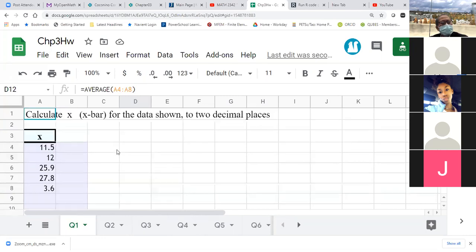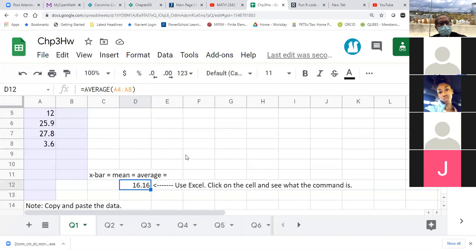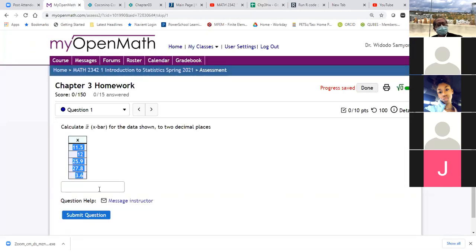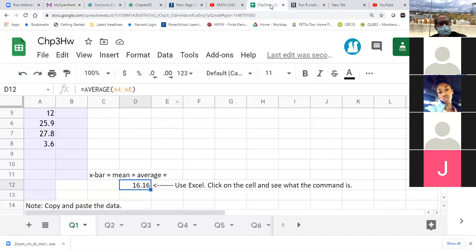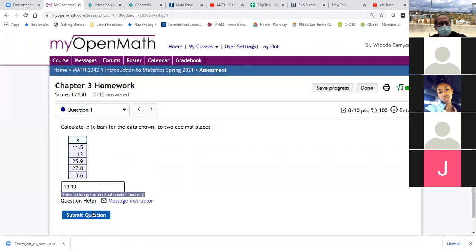Yes, from A4 to A8, right? So it gives you 16.16. So your answer here, how many decimals do you need to put here? 2 decimals. So the answer is 16.16, right? Okay, let me check it. It gives you the correct answer.